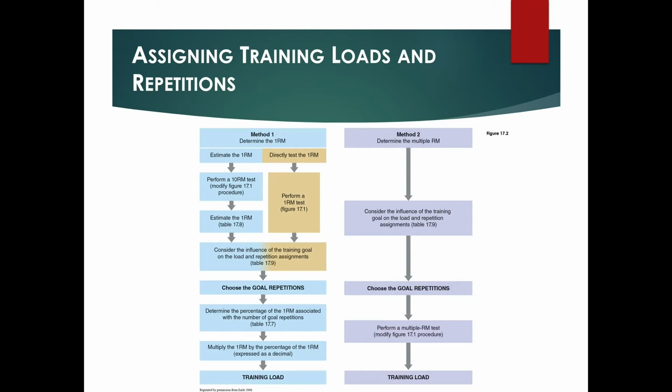Okay, and you can see another method you can do, if you don't want 1RM, is the multiple repetition maximum, determining the multiple RMs. All this is really going to go into the training of the athlete, how to assess them, how to make progress, and all that. So there's a couple different ways to do this.